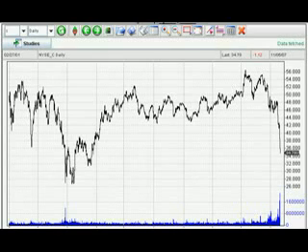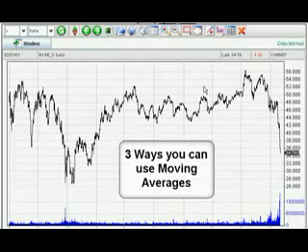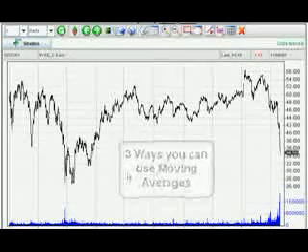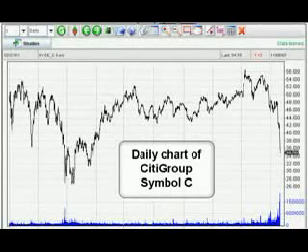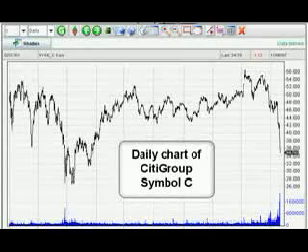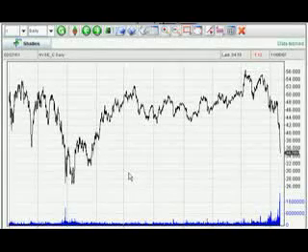Moving averages have been around for a long time and they're easy to use. They're a lagging indicator. I'm going to show you 3 ways to use moving averages. What we're looking at right now is a daily chart of Citigroup, and of course they've been in the news quite a lot recently with the disaster in the subprime, and moving averages can help you avoid such disasters.